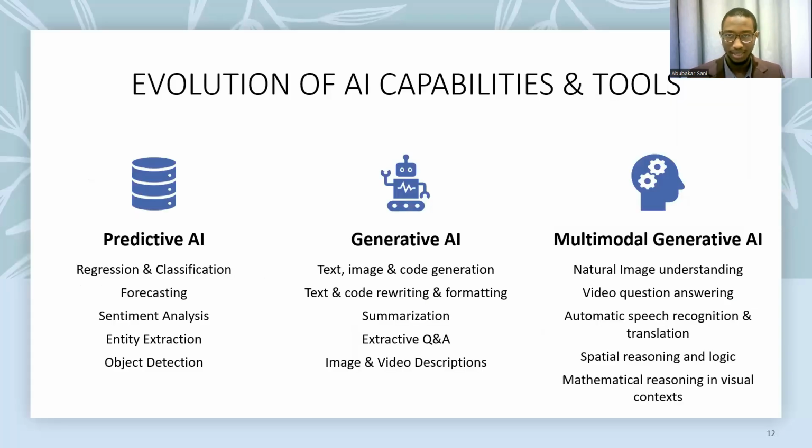So technically, when we talk about AI capabilities, we have these three evolutions that happened with AI. And based on what I have spoken and the examples I cited previously, all forms of applications of AI fall within these three. Initially, we have what we call the predictive AI. This has been there for quite some time. And what we do here is mostly regression, classification, and forecasting.